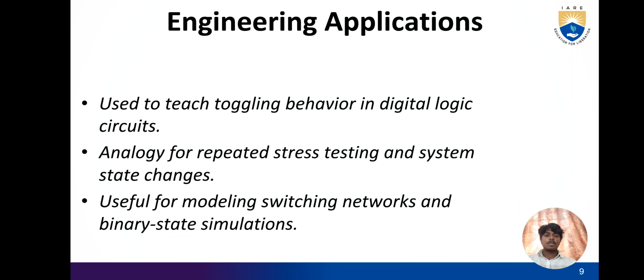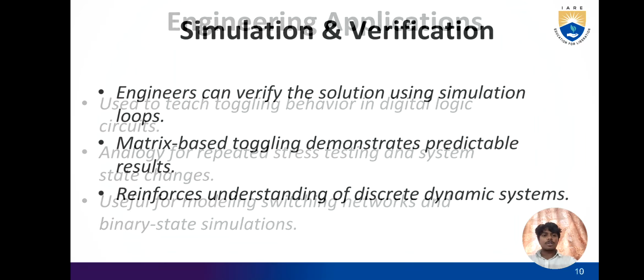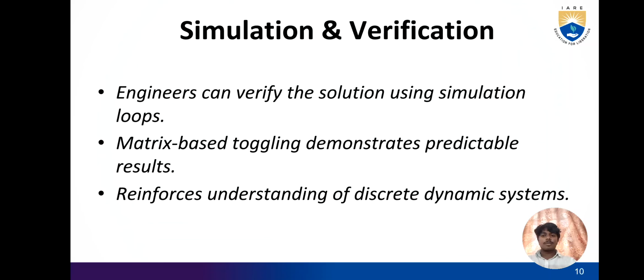The engineering application of the 100 lockers problem is that it is used to teach toggling behavior in digital logic circuits. It is an analogy for repeated stress testing and system state changes. It is also useful for modeling switching networks and binary state simulations. Simulations and verification: engineers can verify the solution using simulation loops. Matrix-based toggling demonstrates predictable results and reinforces understanding of discrete dynamic systems.